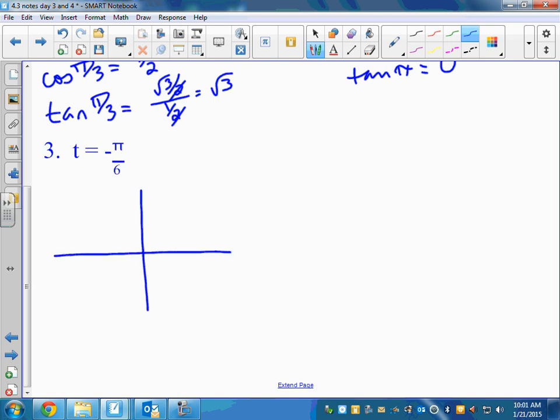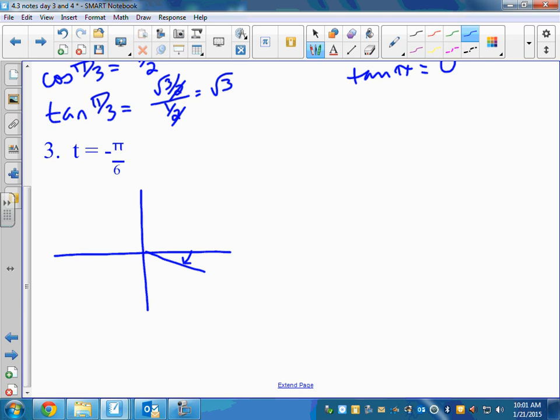One option is, where is negative pi 6? Go backwards like this, right? Is there a point on my unit circle that corresponds to negative pi 6, only I labeled it a different angle? 11 pi 6, which means if you can find the one that goes with it, you can still use that ordered pair that goes there.